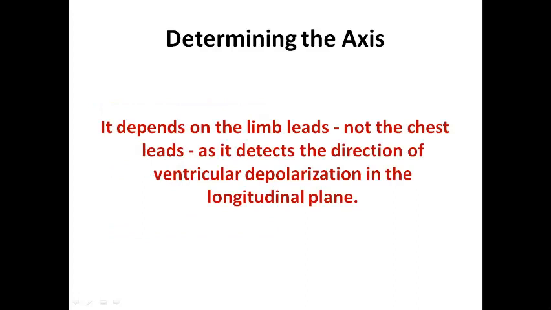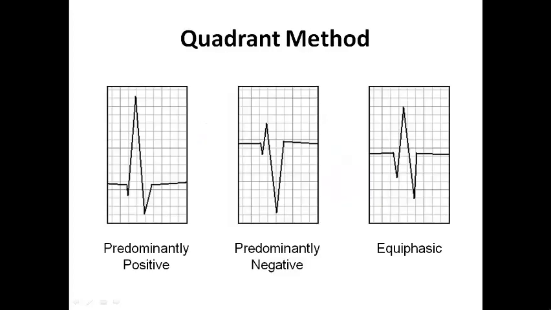Let's start with the simplest way, but before this I need to emphasize an important fact: we use only the limb leads for determining the axis, not the chest leads. We have discussed before that the limb leads look at the heart at a frontal plane, but the chest leads look at the heart at a transverse plane. So the axis of ventricular depolarization would affect the limb leads, not the chest leads.